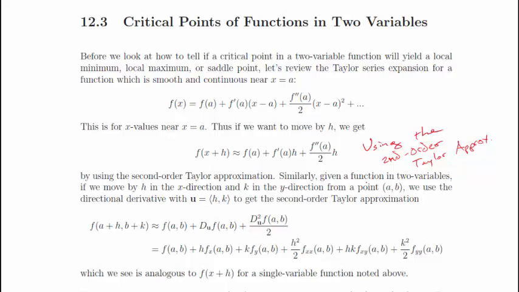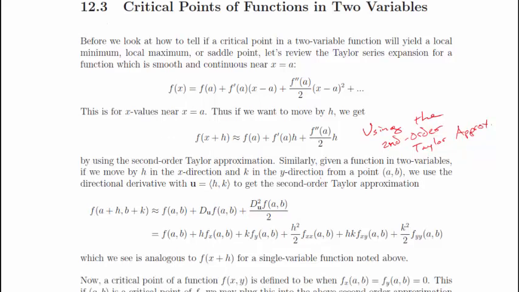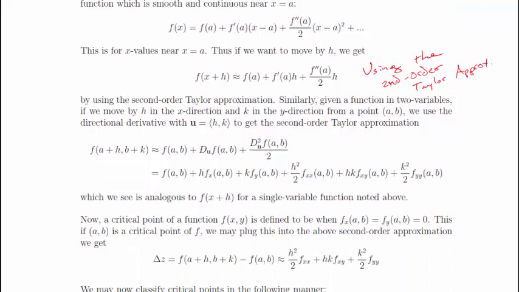So similarly, given a function in two variables, if we move by h in the x direction and k in the y direction from point a comma b, we use the directional derivative with the vector u equals h comma k, to get the second order Taylor approximation. f of a plus h comma b plus k is approximately f of a comma b plus the directional derivative in the direction of the vector u of f at a comma b, my initial point, plus the second directional derivative in the direction of u of f at a comma b over 2.